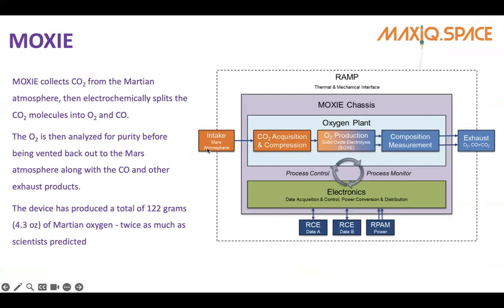So if we have a look here at the process, we have this intake from the Mars atmosphere, and it's got a relatively high concentration of carbon dioxide. There'll be some filters. So what it'll do is it'll concentrate that carbon dioxide even more than it is naturally in the Martian atmosphere and compress it. And then it goes through an electrolysis process where we've got a solid oxide.